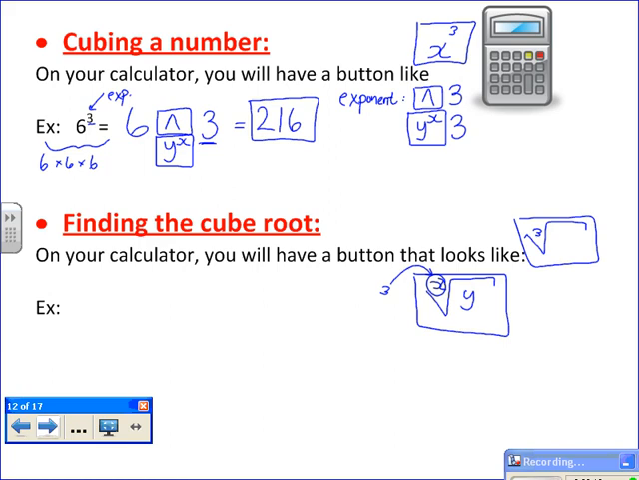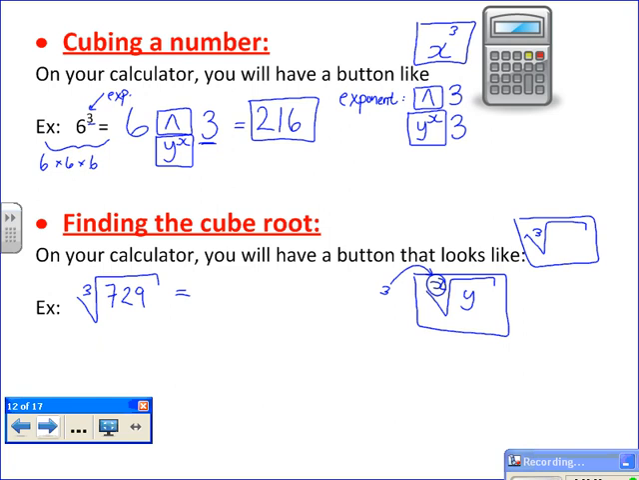How you put it into your calculator is important. So let's do an example. If I want to take the cube root of 729, I'd like you to actually have your calculator handy and try this with me right now, just to make sure that you know how to use it on your calculator.